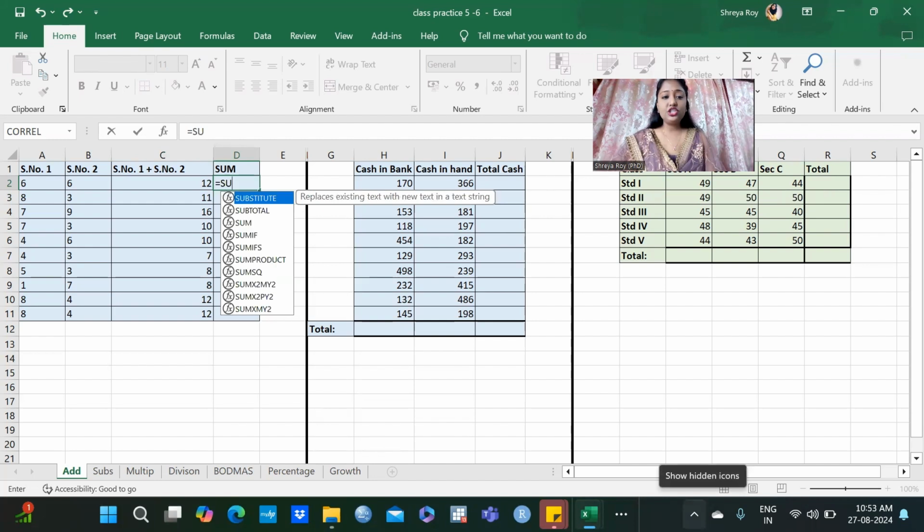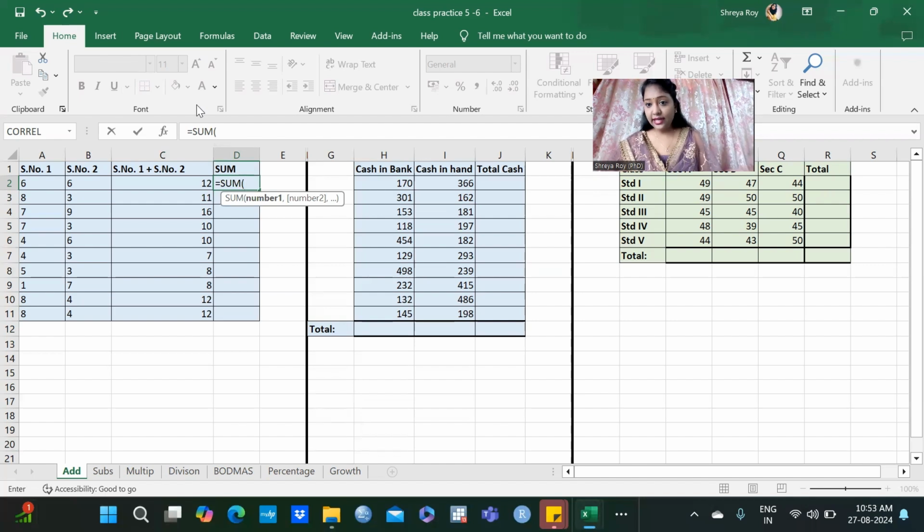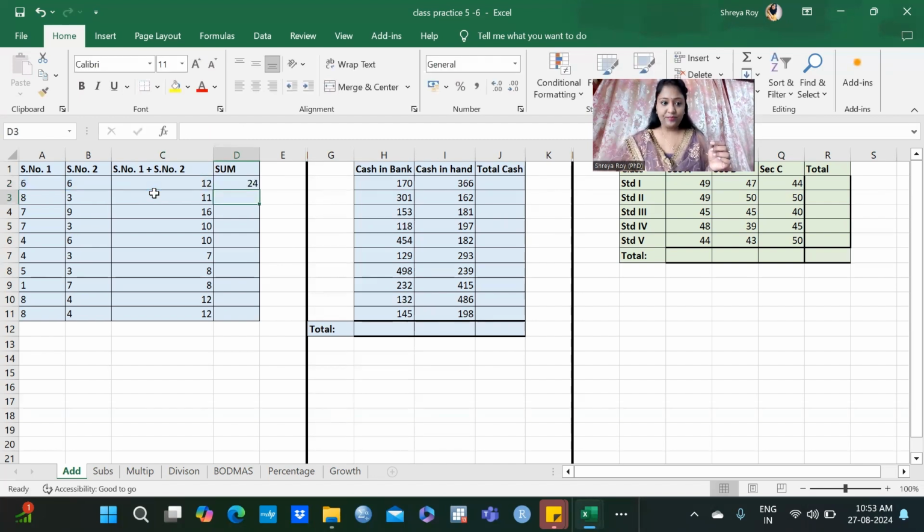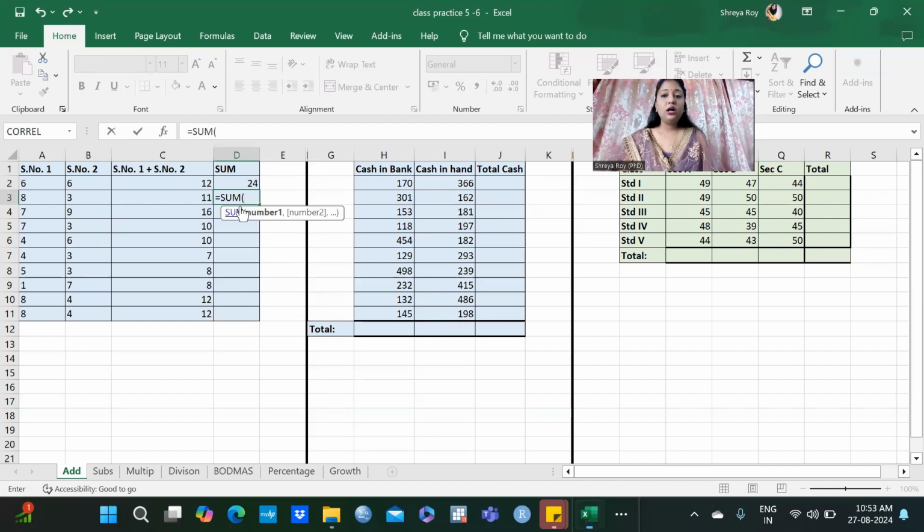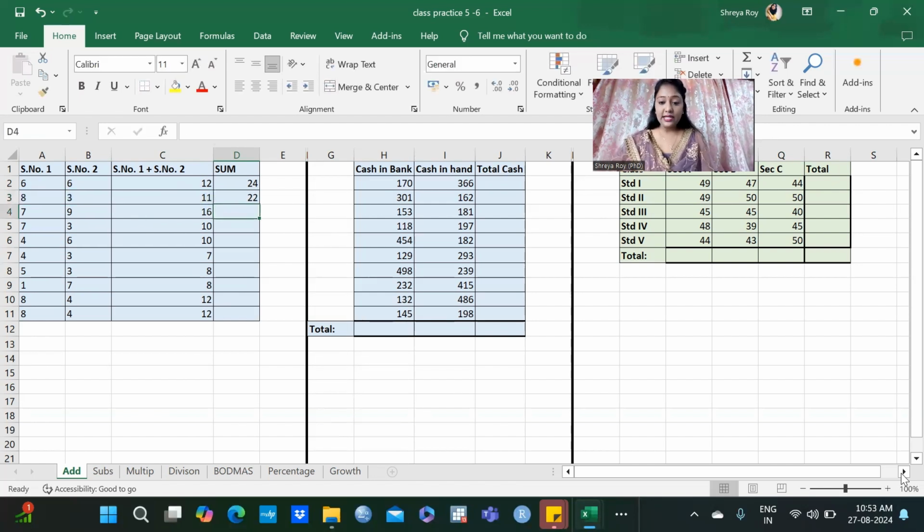Now let's see how summation works. Equal to SUM, short form for summation, open bracket. Either double click the drop down, or simply type sum and open bracket and then click and drag. You need to select all the values you want. If you want more than two values, you have to click and drag through all those values. Close bracket and enter. I'm repeating: equal to SUM, open bracket, select the cells, close bracket and enter.